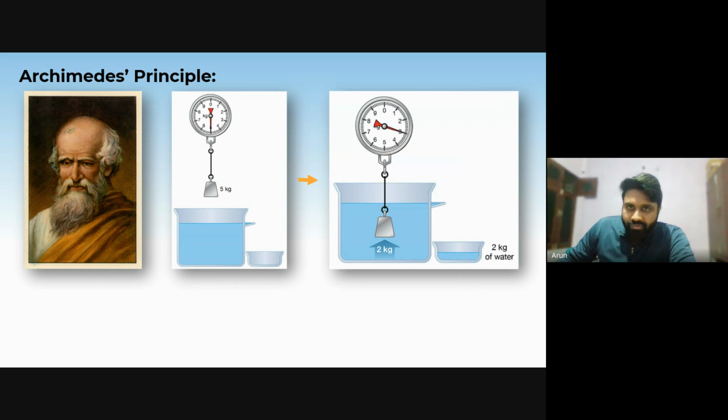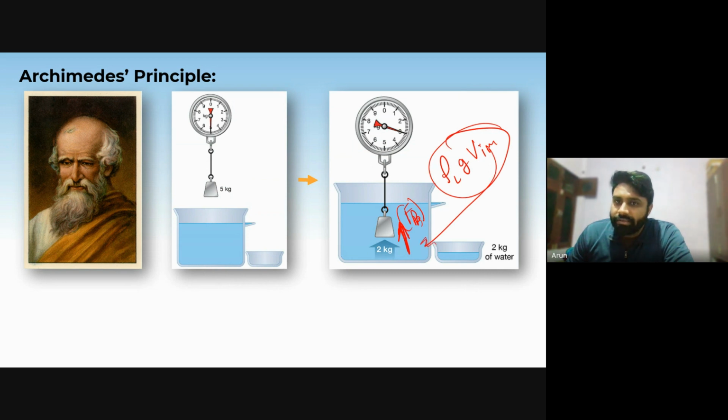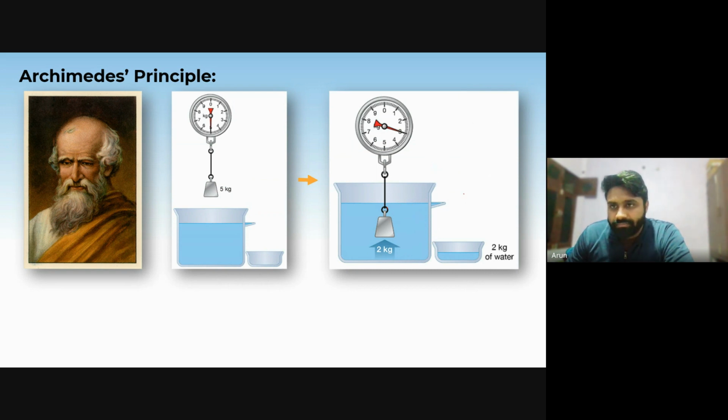Now, if it is measuring 3 kg inside the liquid, which means 2 kg is the buoyant force, and buoyant force is nothing but rho of liquid times g times volume immersed, which means this much volume has been displaced, and rho of liquid times volume immersed is nothing but mass. Okay, so this much mass has been displaced. Got it? Now, because the total weight is 5 kg, we know that 5 kg.